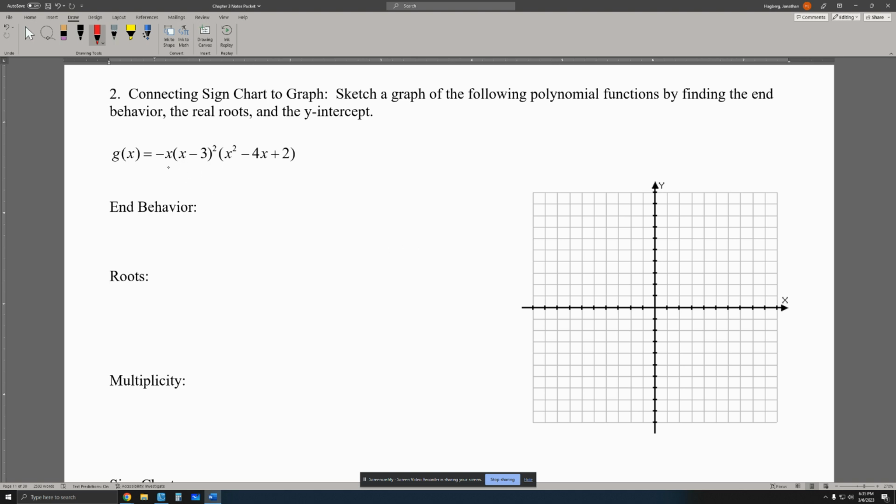I noticed that for the dominant term, the degree is, we have 1 x out front, 2 inside that first grouping, and then 2 inside that third factor. So that tells us that we have a degree of 1, 2, 3, 4, 5, so a degree 5, and a negative leading coefficient. So the leading coefficient is negative.